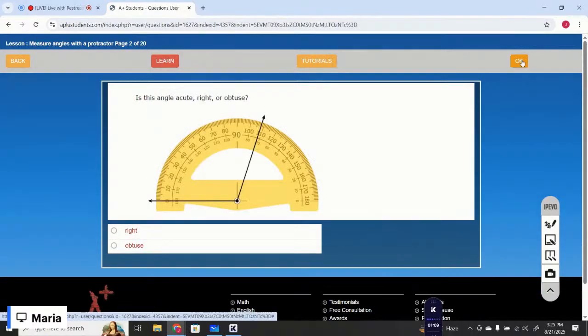Is this angle acute, right, or obtuse? So one of the lines is aligned with zero, right? Here this is zero. Now you need to measure the angles on the outer side. So that is 110. That is the obtuse angle. Option number 2 is the correct option.